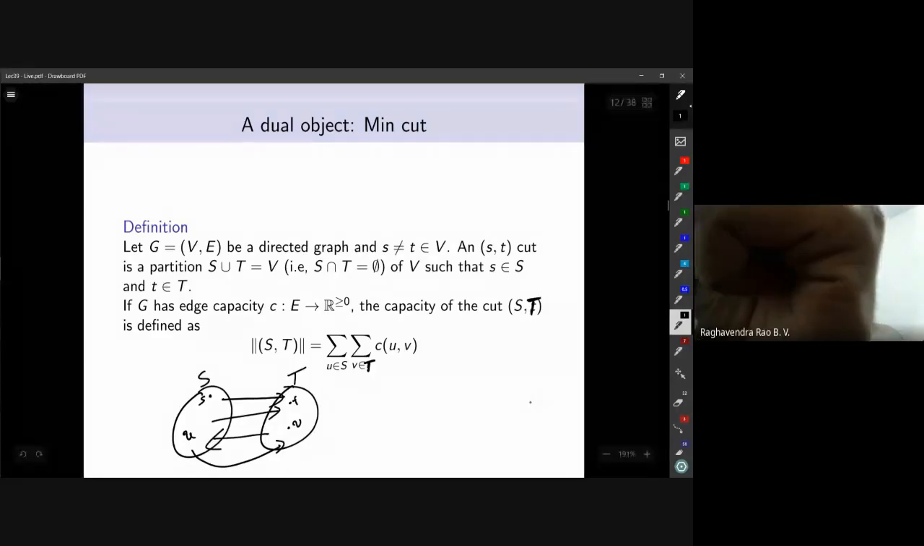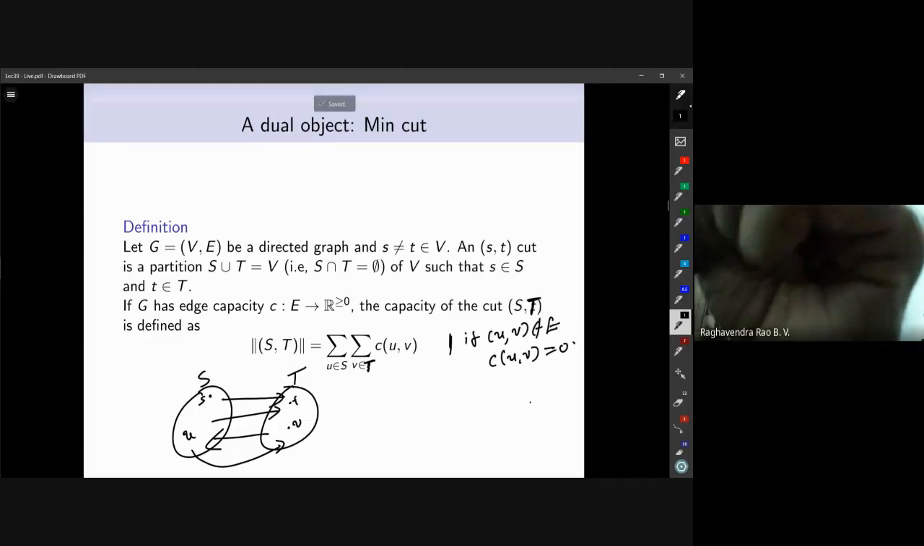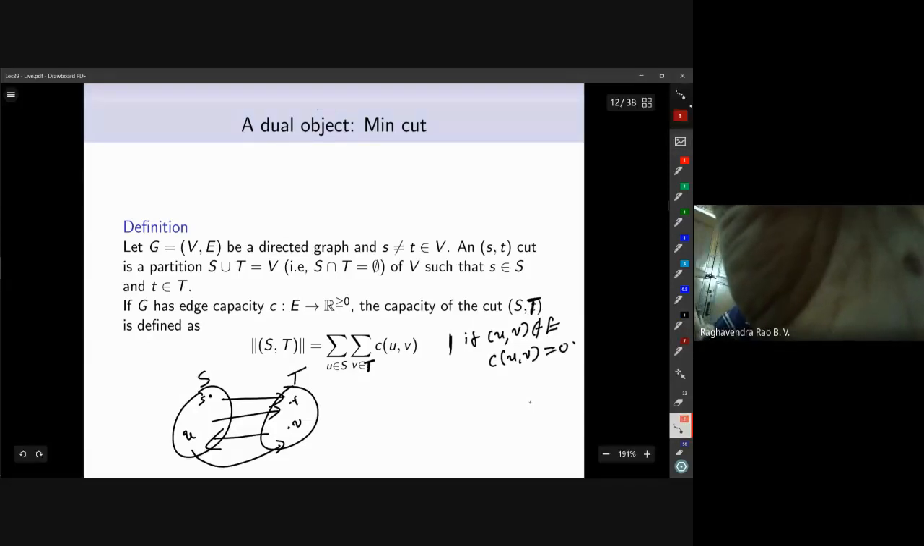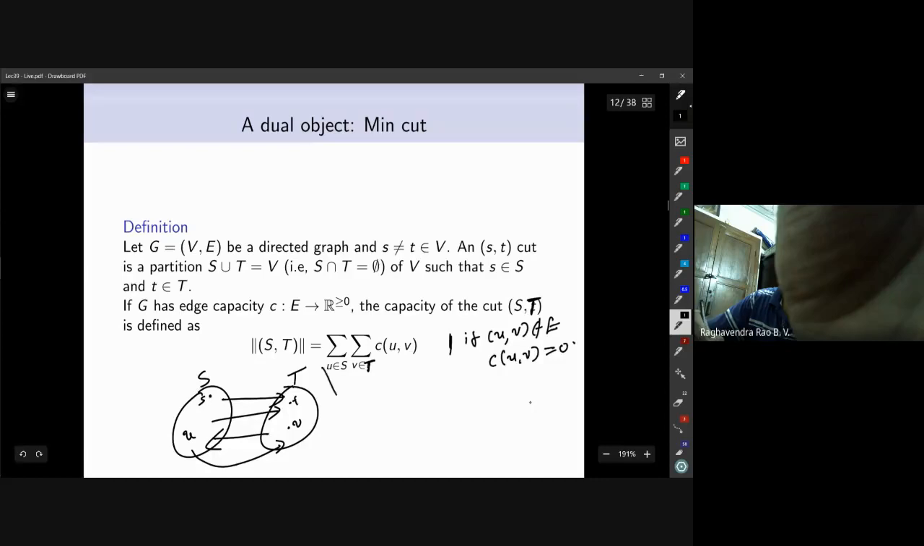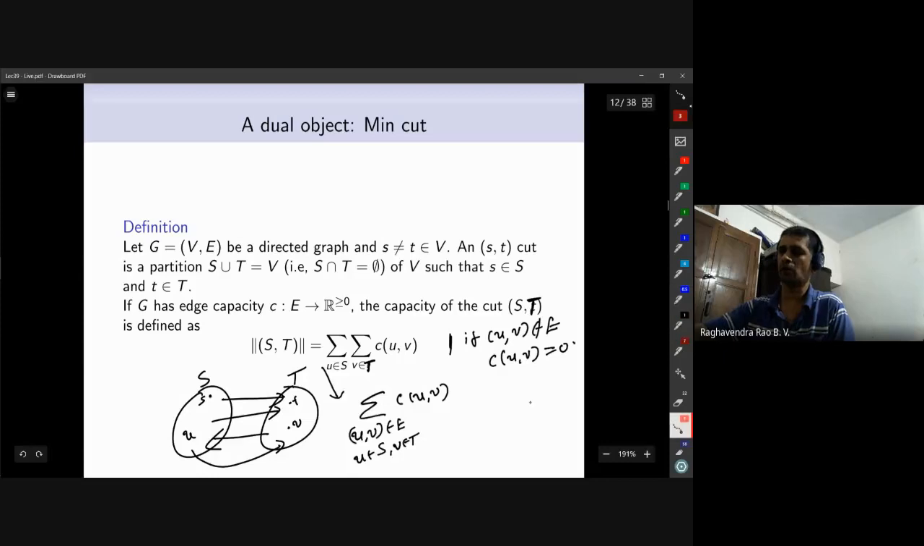So if UV is not an edge, then the capacity of UV is 0. With that, this is the definition. Otherwise, I would have just written UV is an edge, U in S. Equivalently, I can write it this way: summation over UV in E, U in S, V in T, of the capacity. This is equivalent, but for this I need the capacities for non-edges to be 0. So edges with 0 capacity are non-edges.